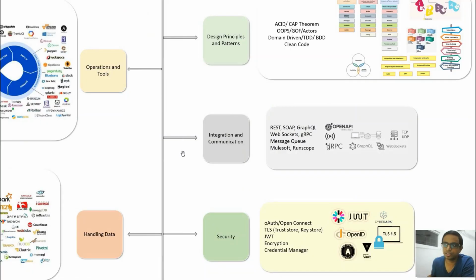Moving on, next is integration and communication. This is about how your application services or modules communicate with each other. They could be communicating through REST, SOAP, GraphQL, WebSocket, gRPC, message queue, or the way the API orchestration happens. These are some specific knowledge areas that will help you design your APIs.